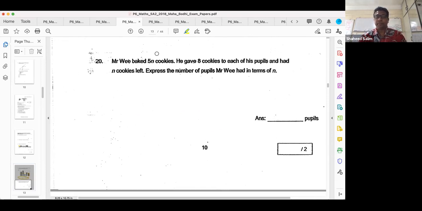Algebra. Okay, if you are stuck for this one, please change the n to a number. Make the numbers easy for yourself. Follow the same steps.